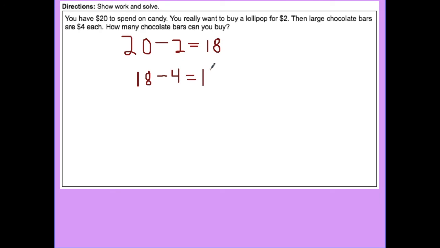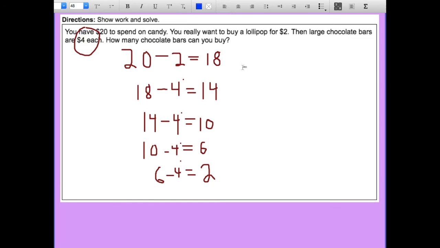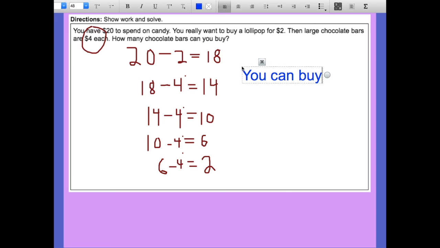So I'm going to subtract one at a time. So there's one candy bar. 14 minus 4, it's a second candy bar. I have 10 bucks left. If I buy another one, subtract 4 again. You could also divide here. That might make it a little bit quicker. So we bought 3 so far. If I buy another one, I have 2 bucks left. This is where the inequality comes in. 2 is less than 4, right? So I can only buy 1, 2, 3, 4. So you can buy 4 chocolate bars with $2 left over.